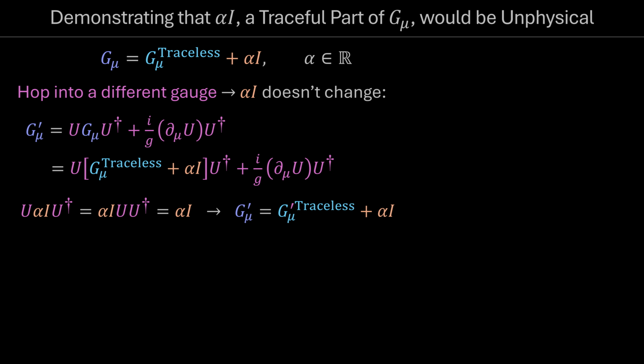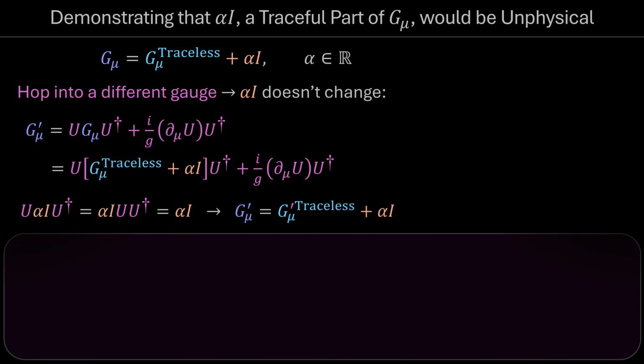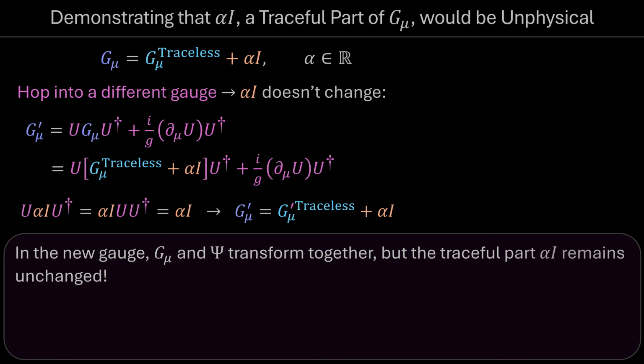Now, why does that mean that the alpha I part of G mu can't have any physical consequences? Well, it's because of this. Alpha I, as we've seen, is invariant under local SU3 transformations. It simply doesn't change at all. But our color triplet field psi is very much not invariant under local SU3 transformations, because that's what the whole thing about the transformation is. That's what the transformation transforms: psi.